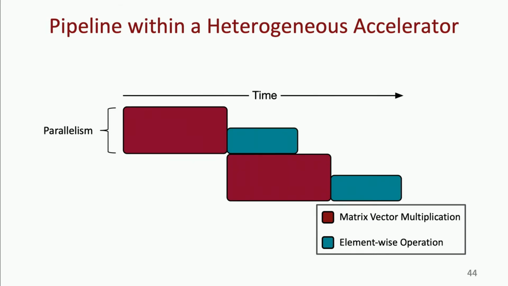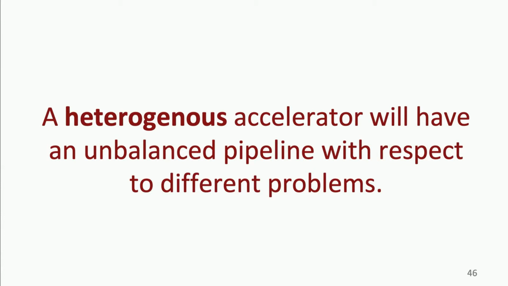When serving a large RNN, the case is flipped in the sense that the computation requirement for the matrix vector multiplication operation grows at a much faster rate compared to the computation requirement for the element-wise operation. As a result, when the size of your RNN grows, the matrix vector multiplication unit will spend more cycles to run compared to the element-wise operation unit. And in this case, the bottleneck will be shifted to the matrix vector multiplication unit. In this example, we show that a heterogeneous accelerator will have an unbalanced pipeline with respect to different problem sizes.